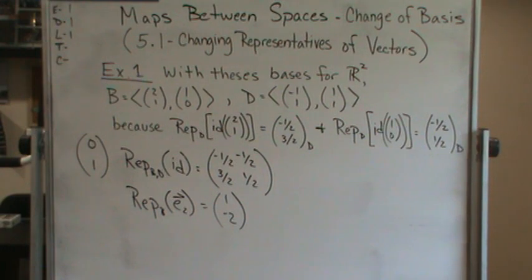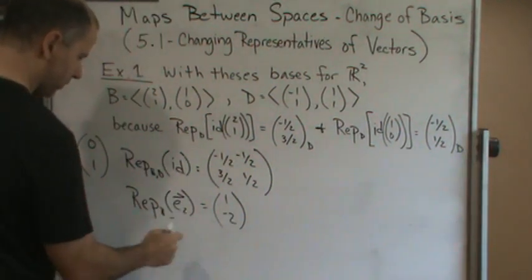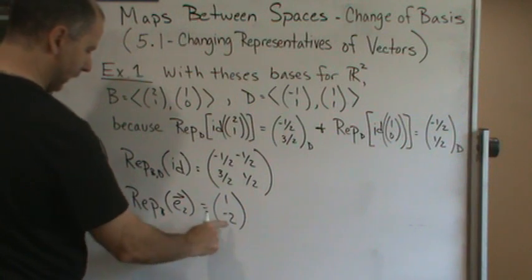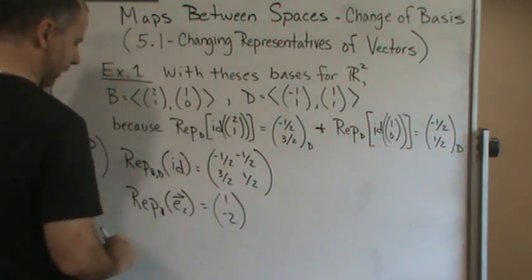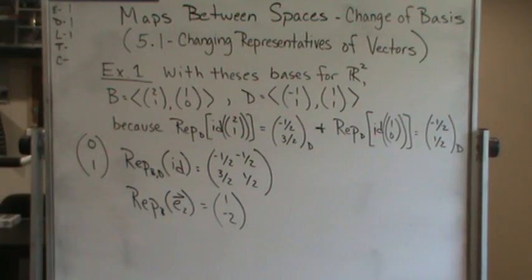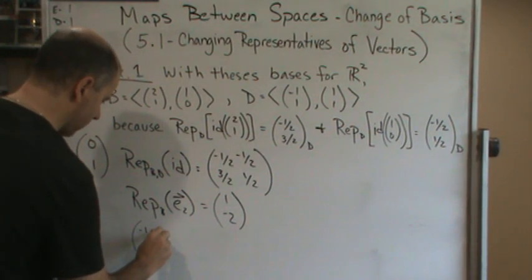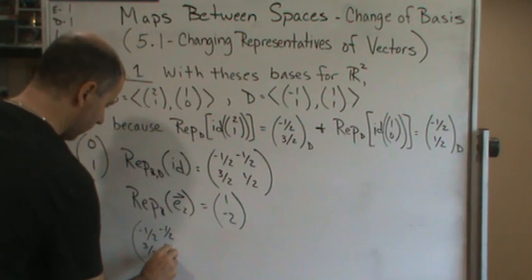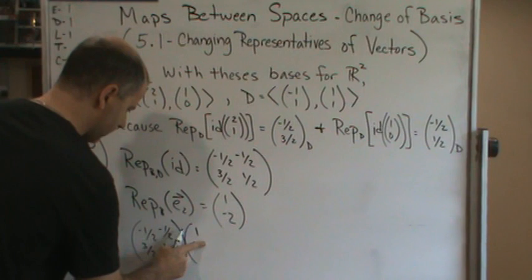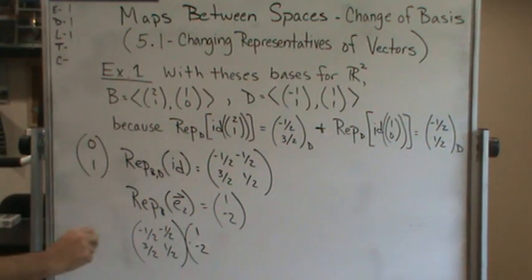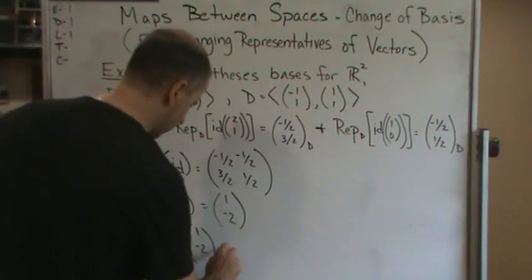And now, what do we do with that? Now, the matrix does the conversion, right? So now what happens is, if I take this mapping, right? So this is the representation with respect to B. Now, if I multiply by this identity mapping, then it'll give me the corresponding representation of E2 with respect to D. So let's do that. So if I do that, I get -1/2, -1/2, and so on, times the vector 1, -2, and I'm going to get this vector.